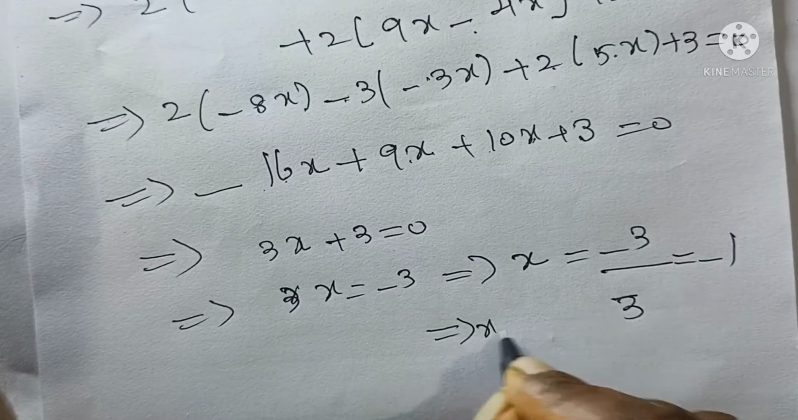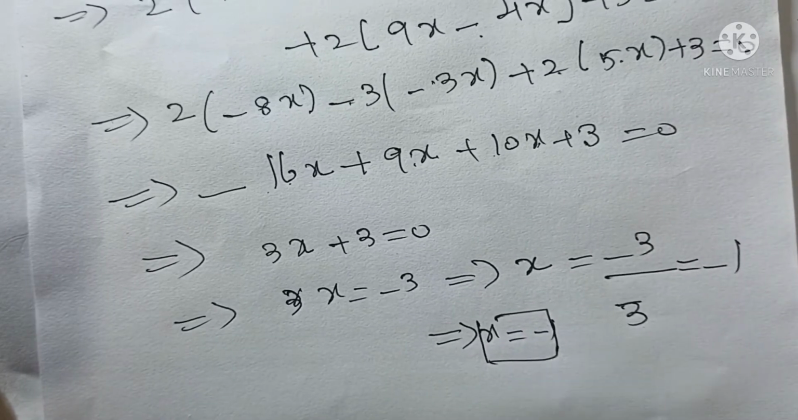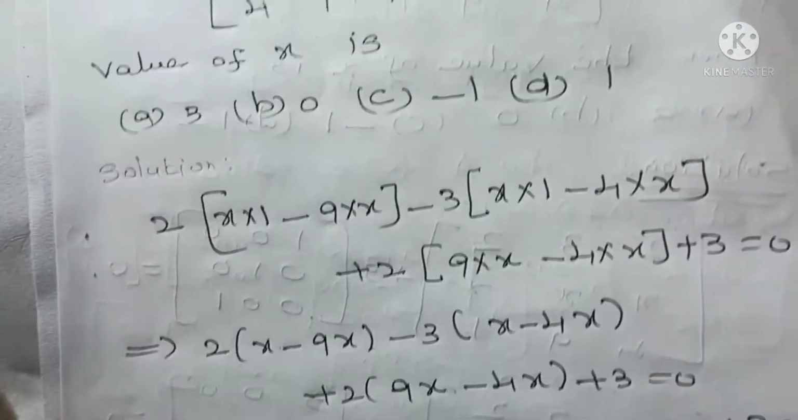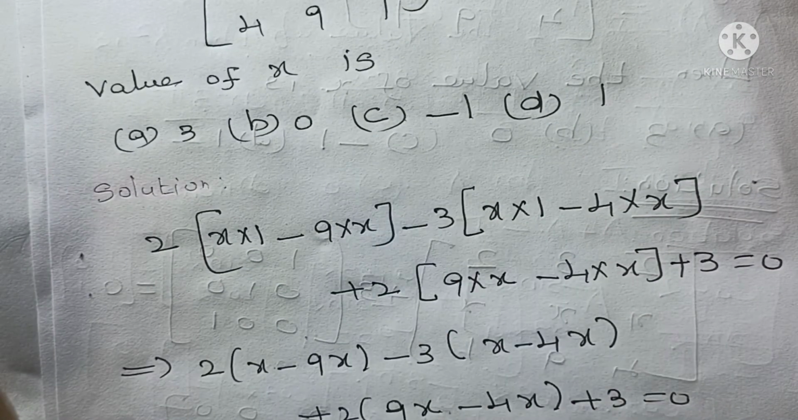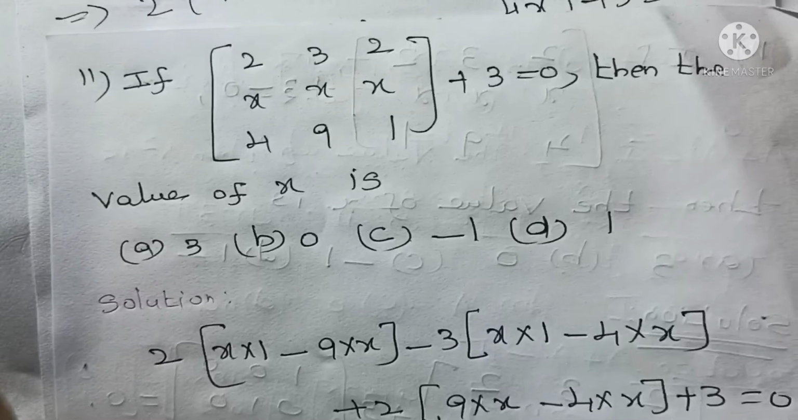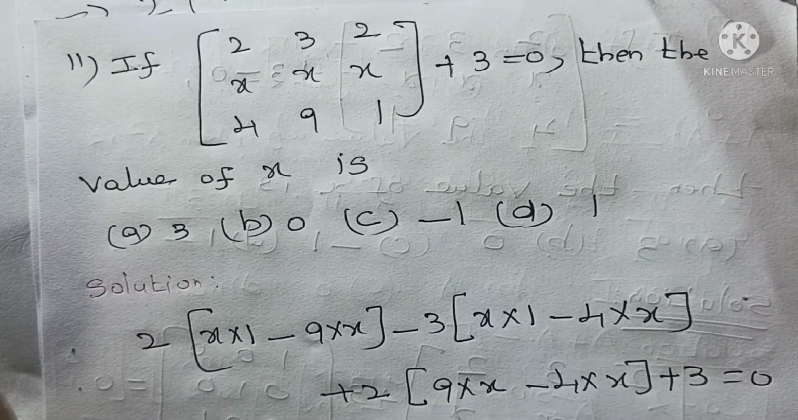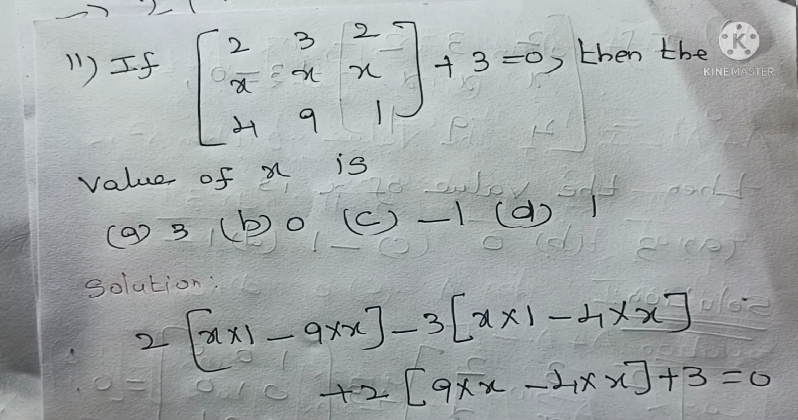So what is the value of x? X is equal to minus 1. So what is the answer? X is equal to minus 1. Option C is the correct answer. So I am showing this question and answer. If you want, you can write.